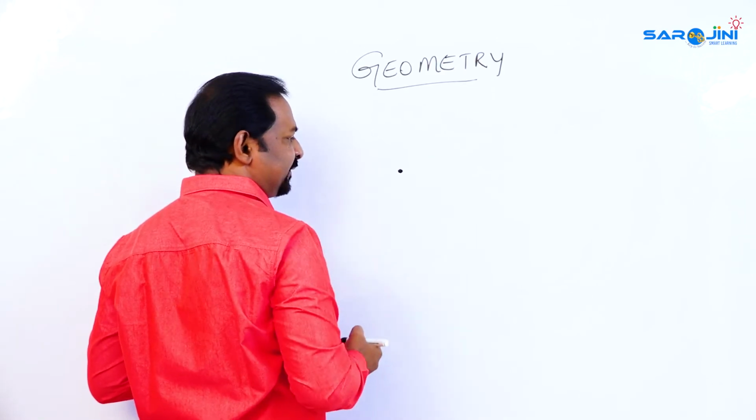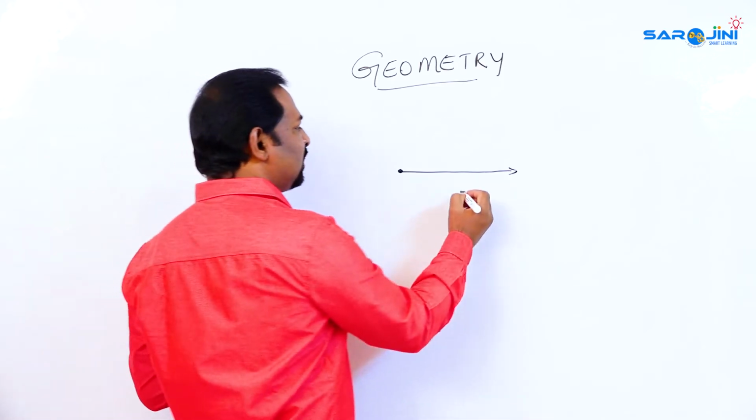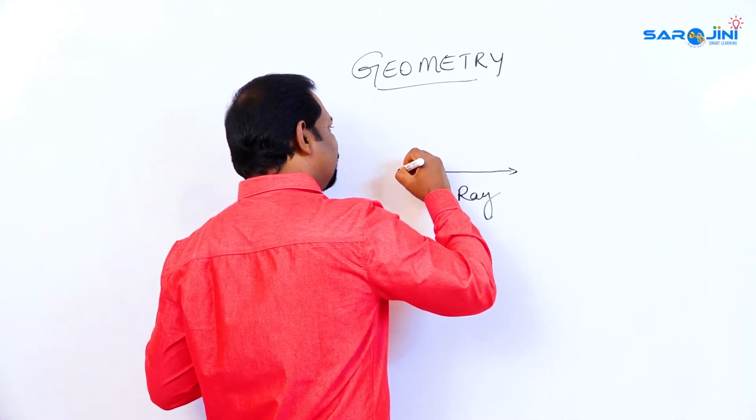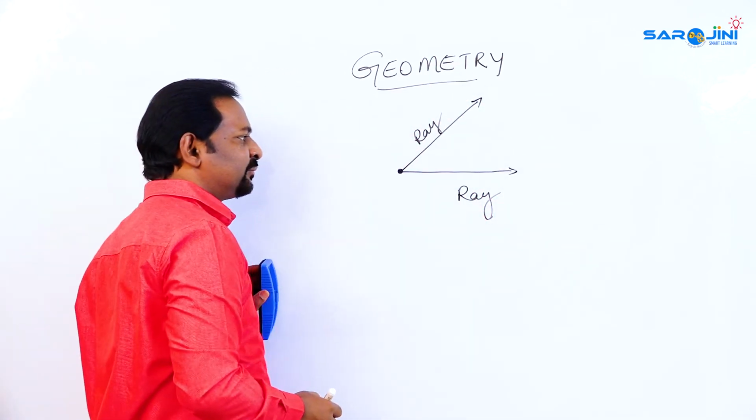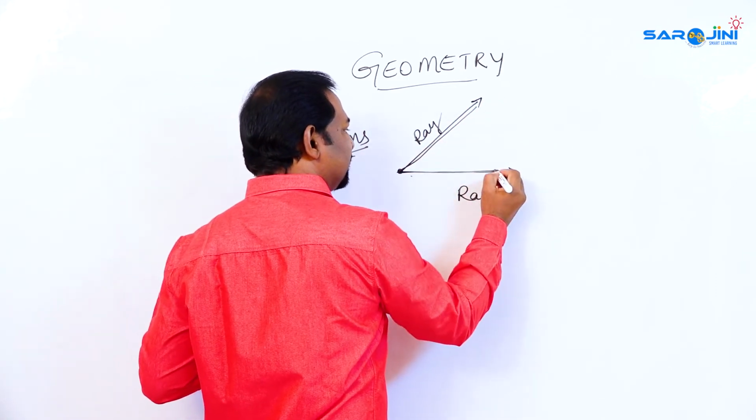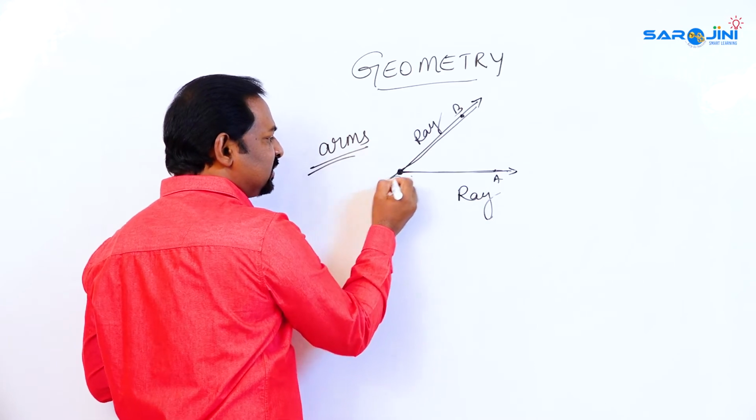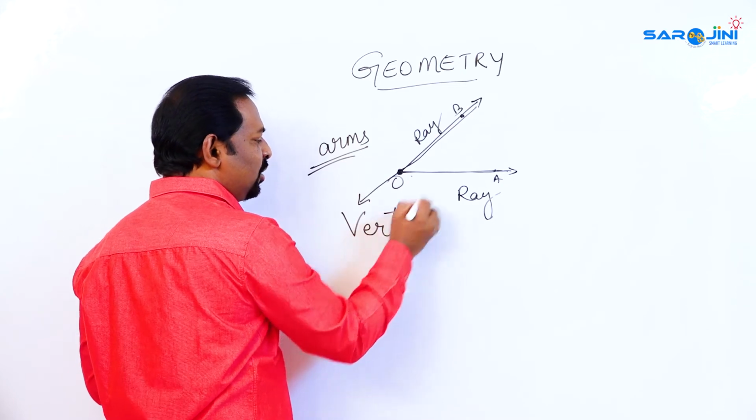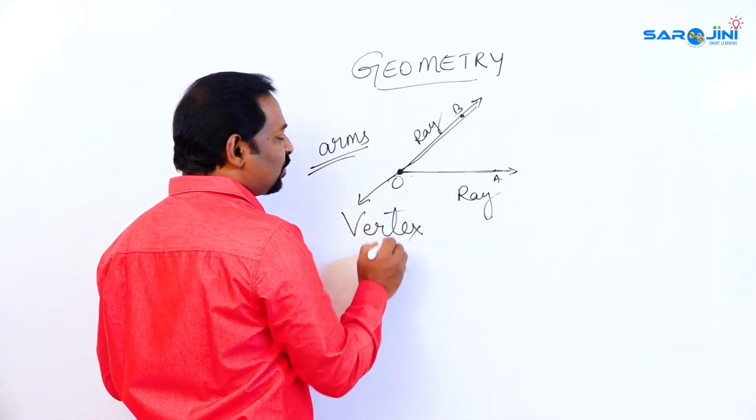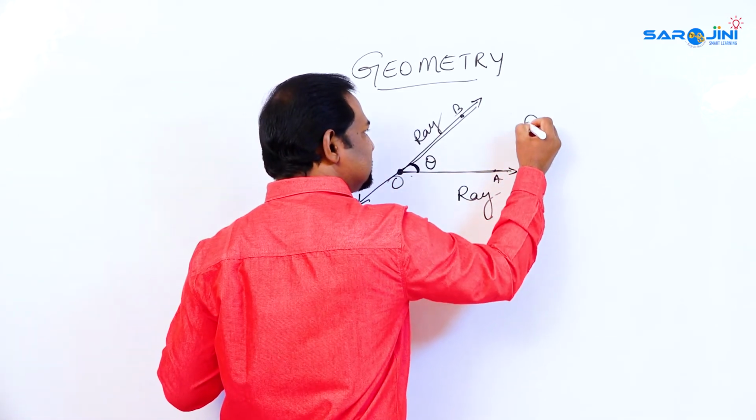As I told, it's a point. From a particular point, if a line goes towards the right side, this is called a ray. There is only one end point, and on the other side there is no end point. That is called a ray. Suppose one more ray is also there. So when 2 rays come, we call them arms. This is an arm, or I can take OA and OB, both are arms. So where these 2 lines meet, that point is called the vertex. Vertex is a point where 2 line segments join, or 2 arms join. And at the vertex, an angle will form. In mathematical language, we call it theta. So this is the symbol for theta.